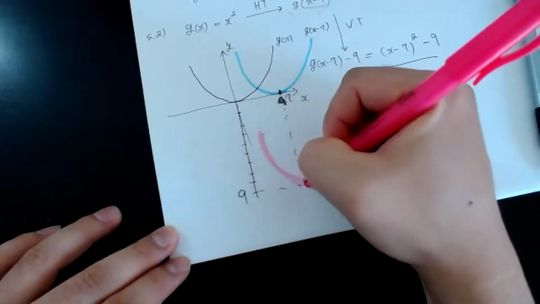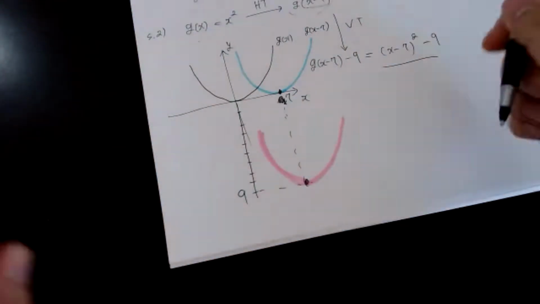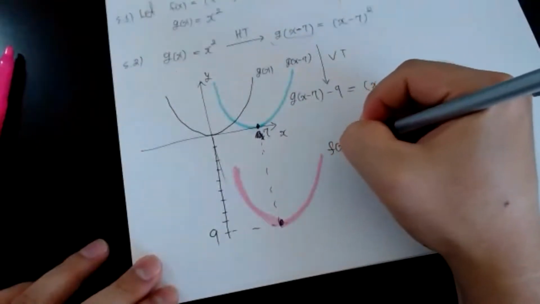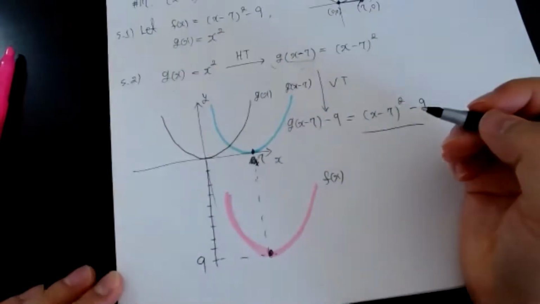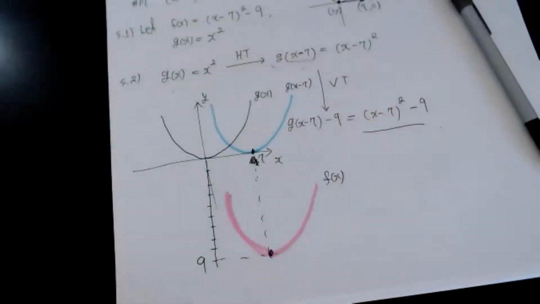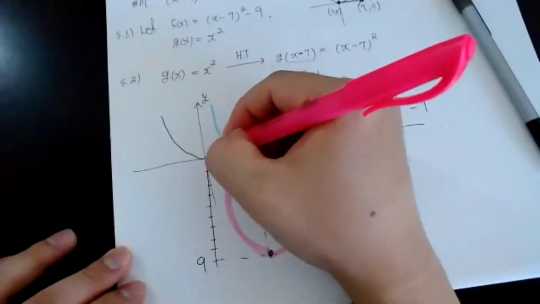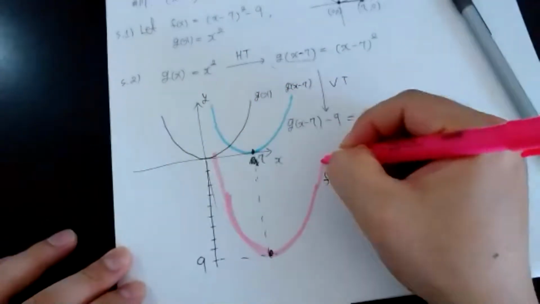Oops, should be like this, sorry. Okay, so this is going to be the graph of f of x. Okay, so see here and here.